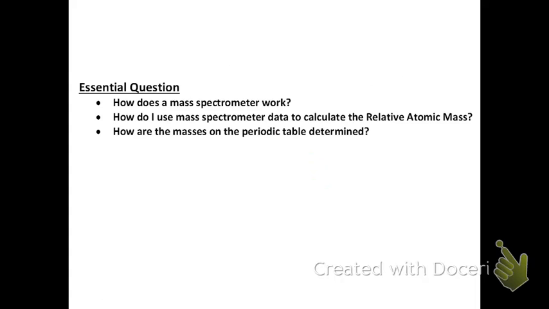So after this lecture, you should be able to know how a mass spectrometer works. This is really important. There are several steps or series that you're going to have to learn, just basically memorize how a mass spectrometer works. The other essential question is, how do I use mass spectrometer data to calculate the relative atomic mass? And we'll go through that in the calculations here in this tutorial. And then the last one is, how are the masses on the periodic table determined? And that ties in with our second essential question that we'll look at.